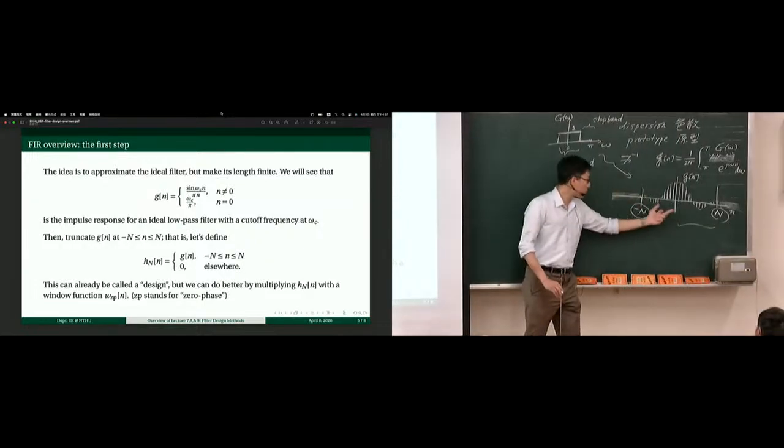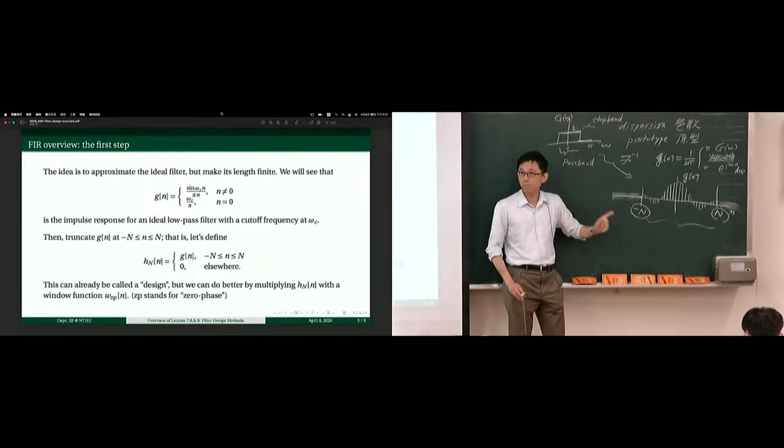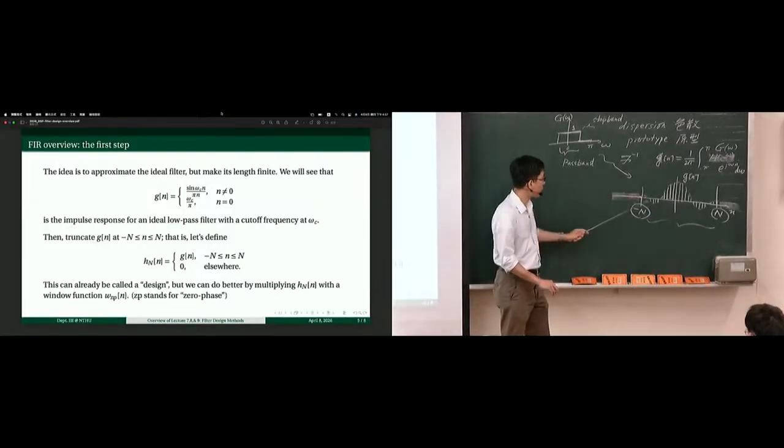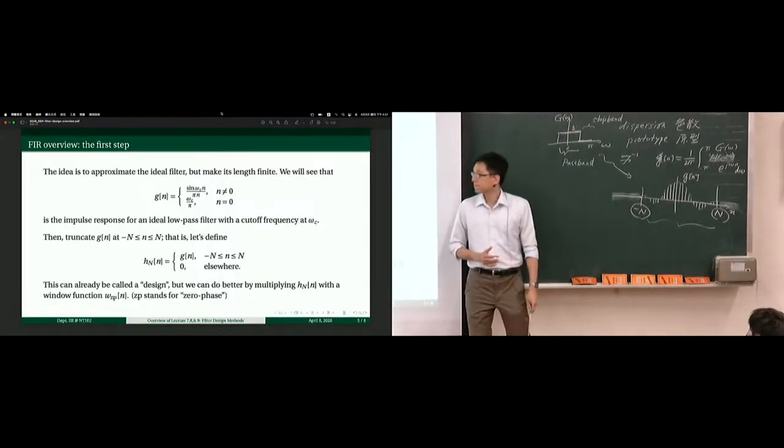But now, this becomes finitely many samples, an FIR filter, finite impulse response. This impulse response has a finite length. So it's something that can be implemented.